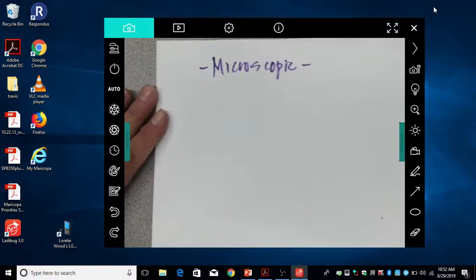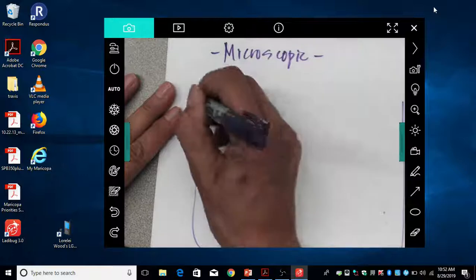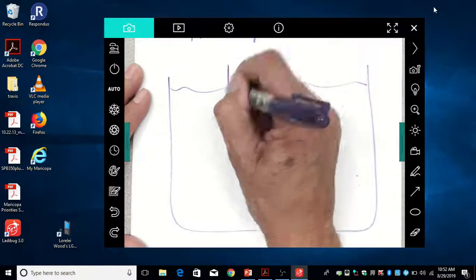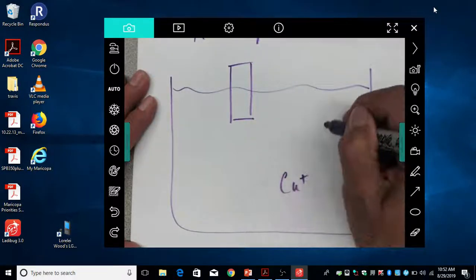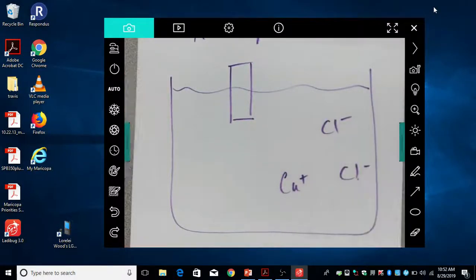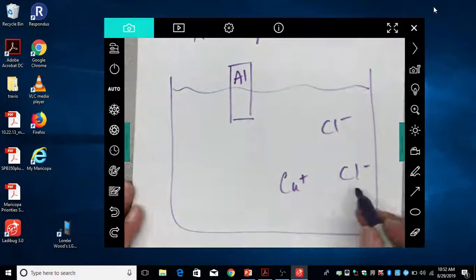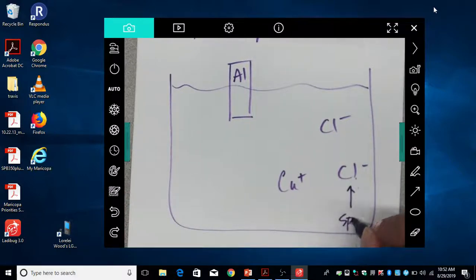Well, in redox, if we took a really big perspective of that reaction that we just talked about, here's our hunk of aluminum. Remember, we've got copper ions in there and chloride ions in there. And the chloride ions are not going to be particularly useful in doing anything. We call the chloride ions spectator ions.